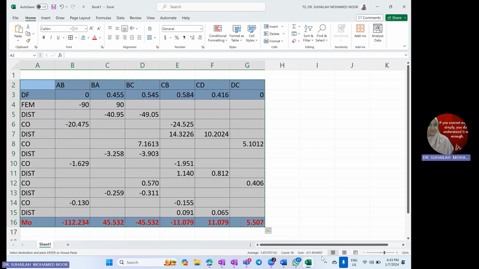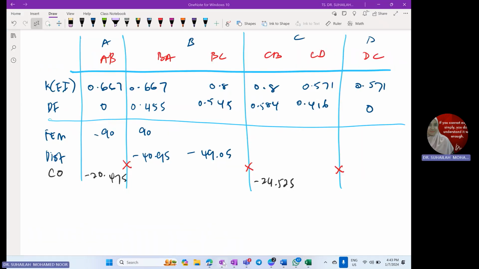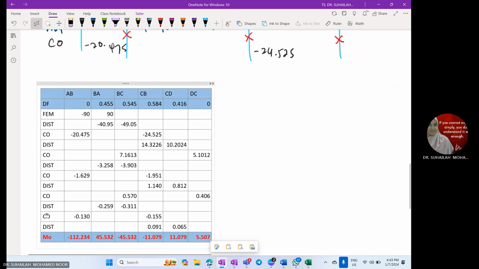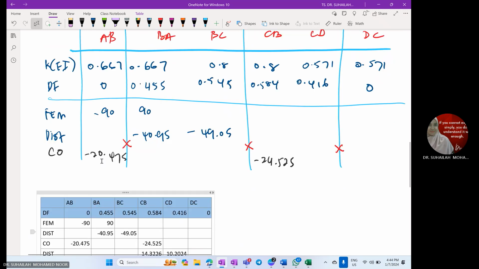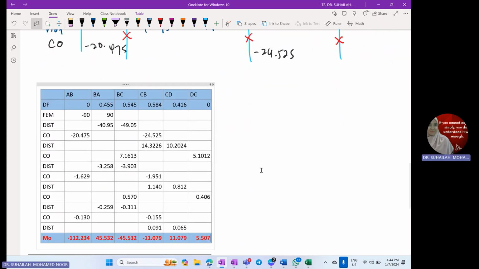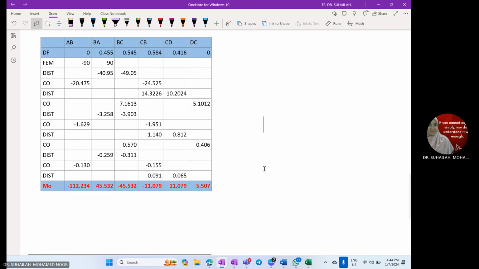For table 1, this is M naught. Table number 1. Okay, so this is table number 1. So for table number 1, we have 6 end moment.